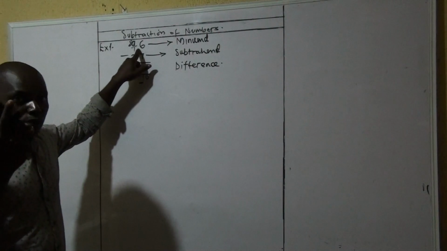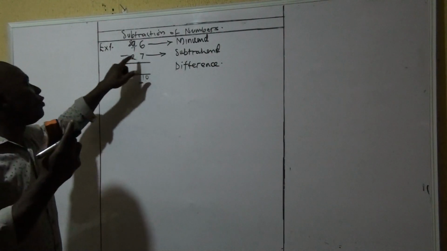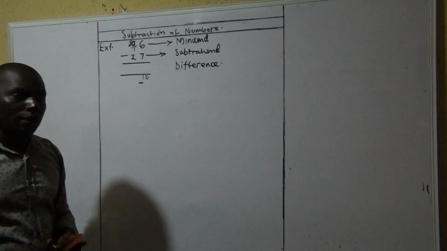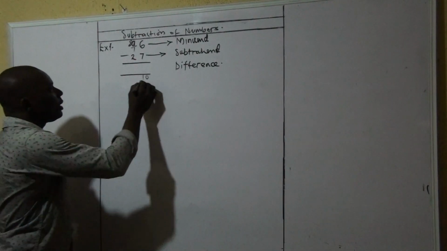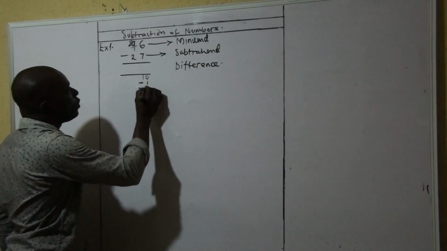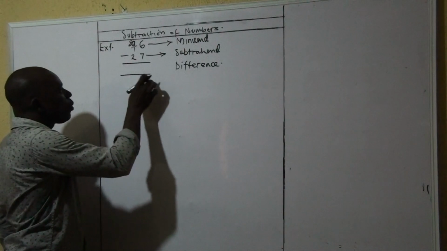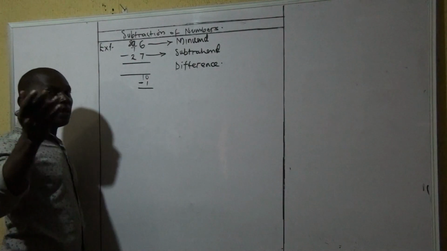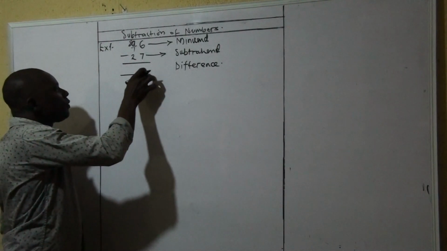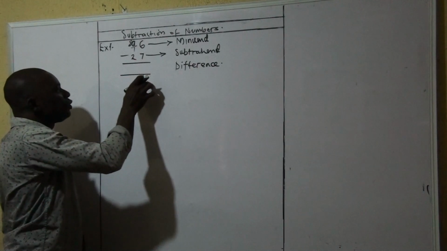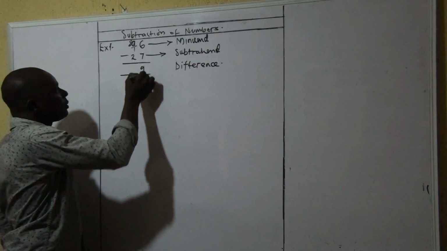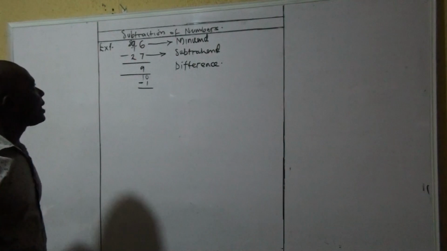It's very easy for kids to understand this. 7 minus 6, they will know it is 1. So you put 1 under here, and then you do 10 take away 1. It's also very easy for them to understand this. 10 reduce 1, that will give us 9. That means our answer here is 9.